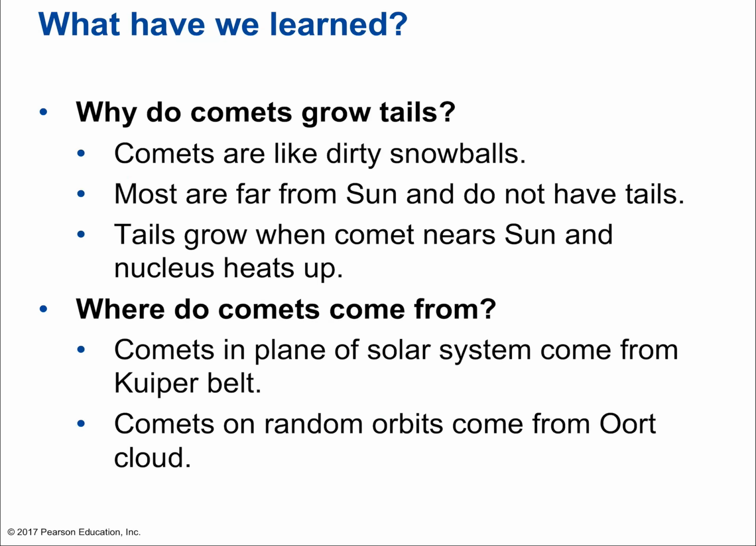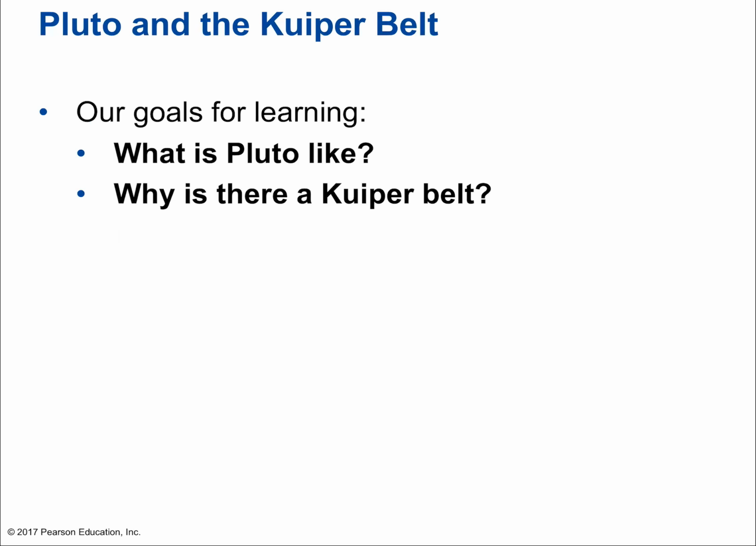So we talked quite a bit about why they form tails. I think we're good there, right? Where do comets come from? Two places. The Kuiper Belt. We have probes that are currently traveling through the Kuiper Belt. It's much closer, but still about 1 billion kilometers away. And then the Oort cloud, this very, very distant place that we only theorize exists, but hopefully will someday confirm its existence. All right, now let's talk about Pluto and more about the Kuiper Belt.